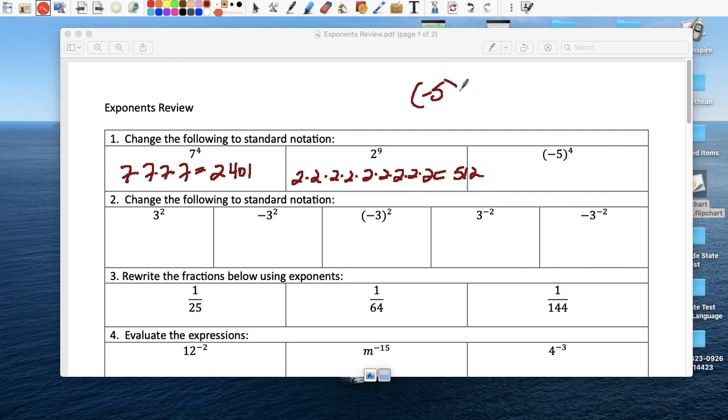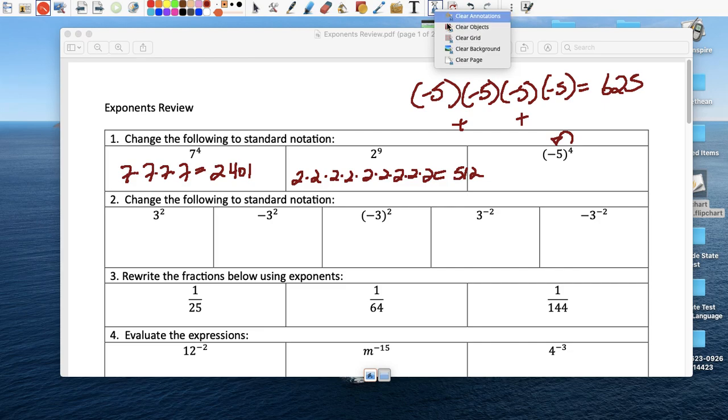Careful with the next one. It's negative 5. Remember, the 4 is telling everybody inside the parentheses, multiply by yourself 4 times. So it's negative 5 times negative 5 times negative 5 times negative 5, and you get a positive number, because it's negative times a negative. These two become positive, and these two become positive. So eventually your answer becomes 625. Make sure that when you enter that in your calculator, you enter it with parentheses, okay?